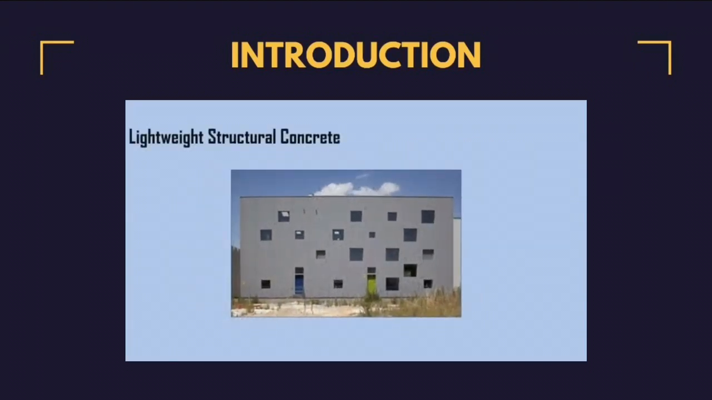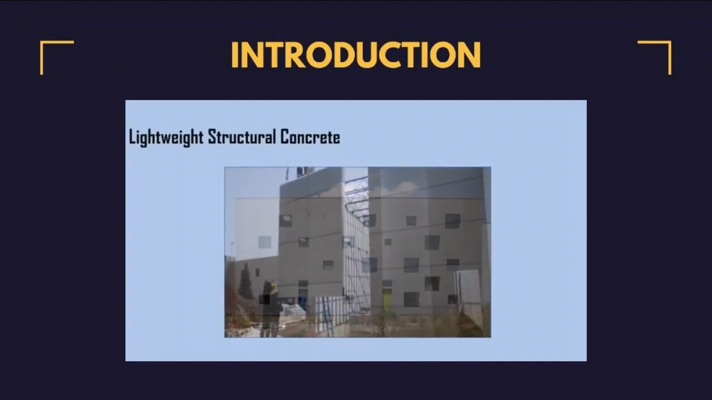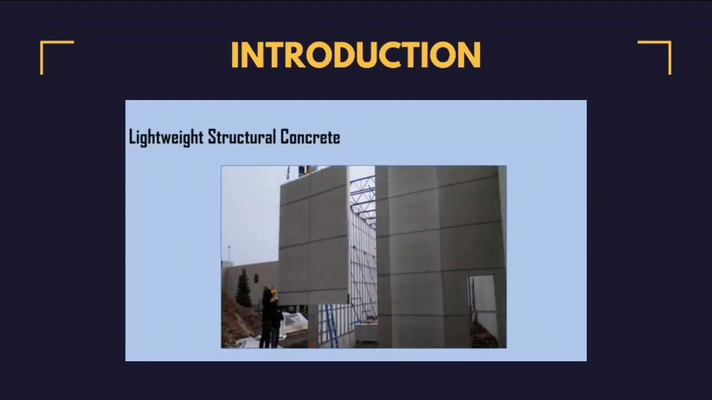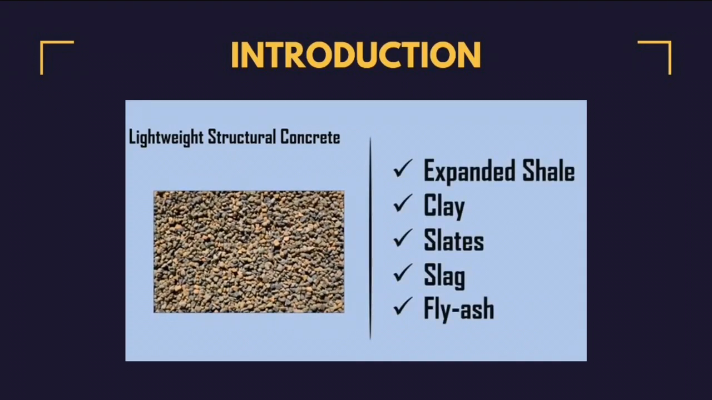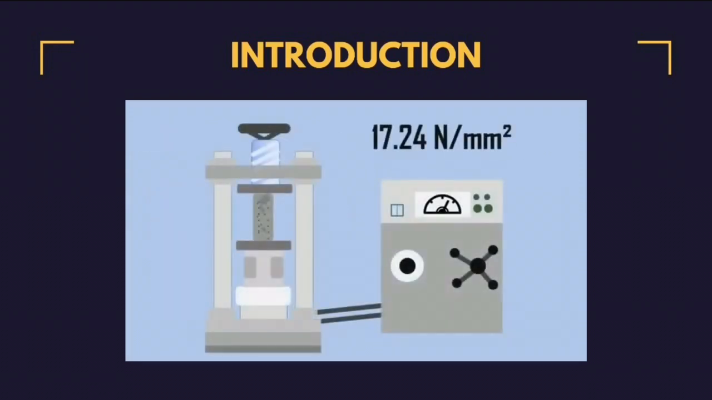Lightweight structural concrete. Lightweight concrete can also be used for structural applications with strength equivalent to normal weight concrete. These are generally made with expanded shale, clay, slag, and fly ash. The minimum compressive strength will be 17.24 Newton per square millimeter.